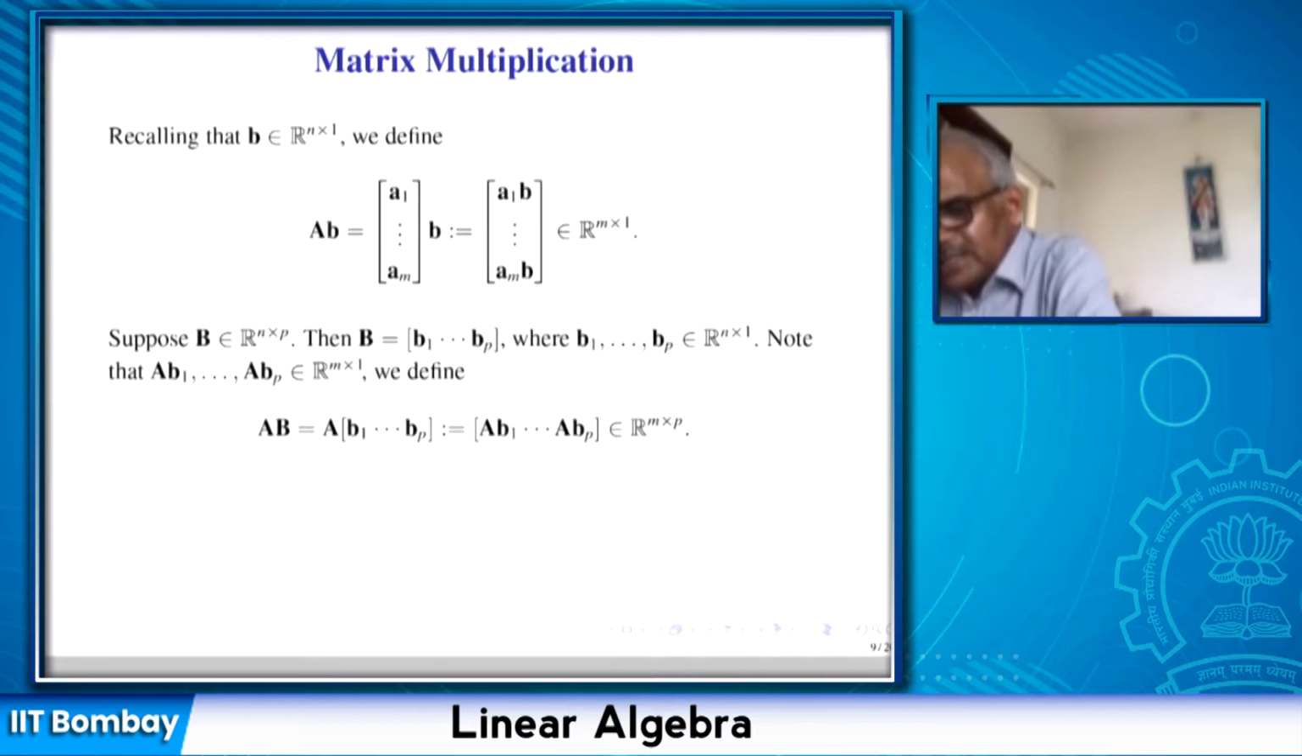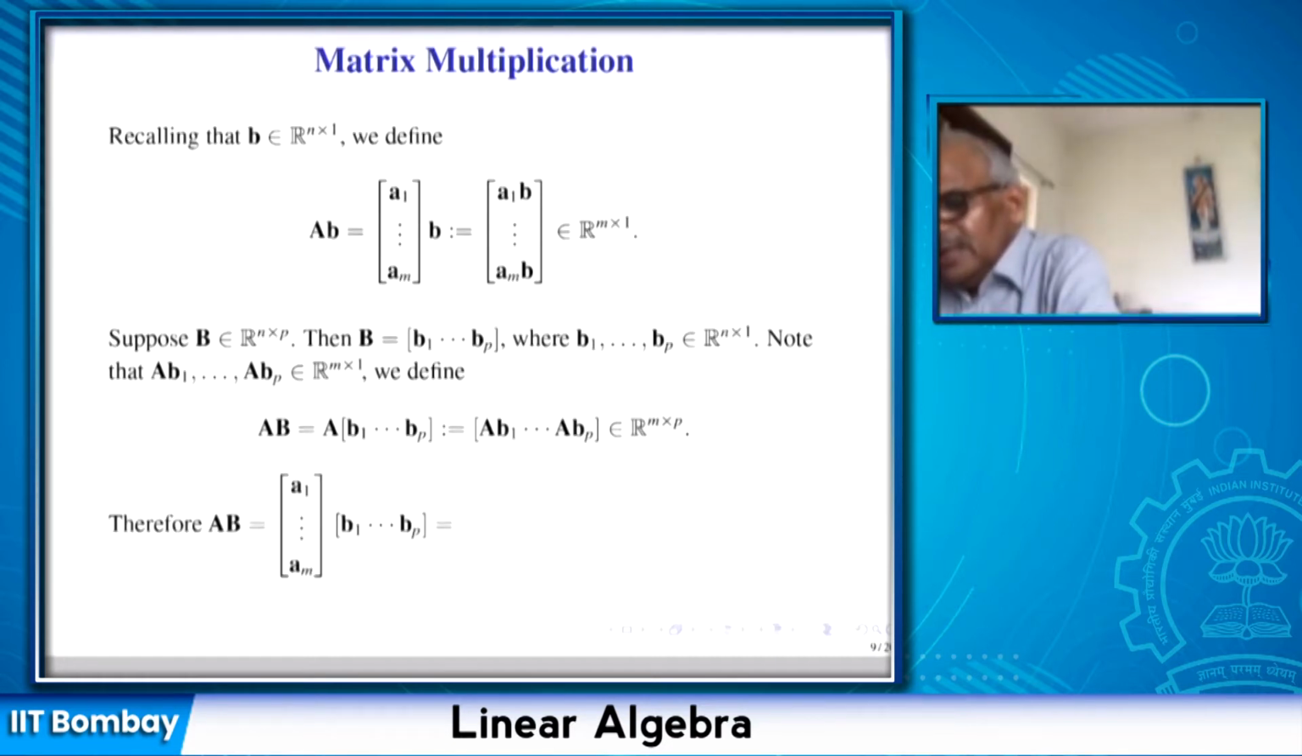So there is a restriction here. A is an m by n matrix, and if we are multiplying on the right by a matrix B, it has to be an n by p matrix. So the number of columns of A is the number of rows of B. Only then can we multiply A with B in this fashion.